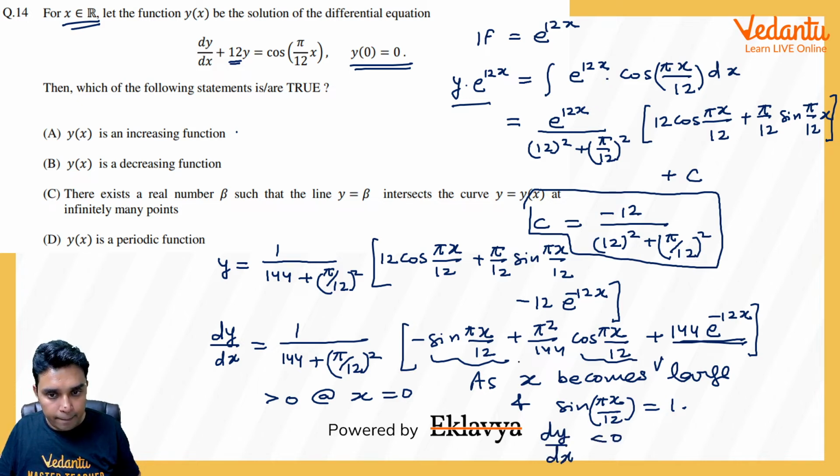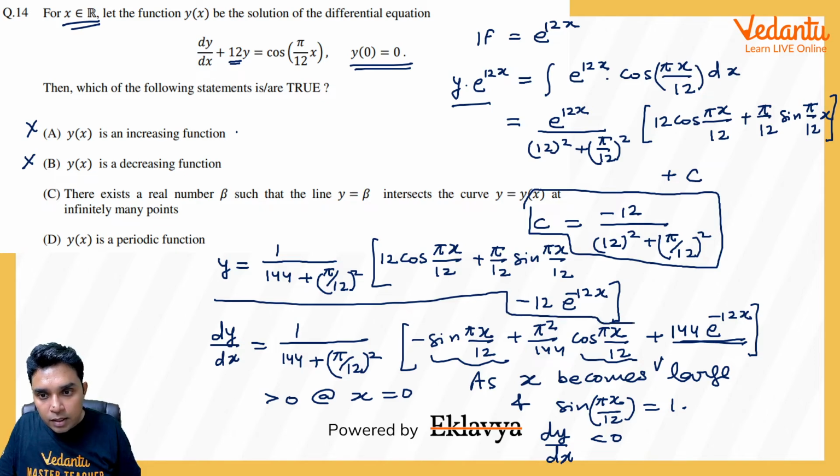Now if this is 1, cos will become 0, and you can check my dy upon dx will become negative, isn't it? So what we have proved by doing all these things is that it is neither increasing nor decreasing, because its derivative is positive also, and its derivative is negative also. That is one thing. I think option D is also not true, because of this 12 e power minus 12x, it cannot be periodic. So I think there is only one option that remains, that is C. It has to be true, otherwise there will be no option that is true. Let us see if this is true or not.